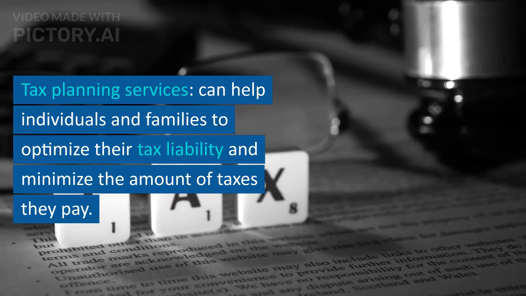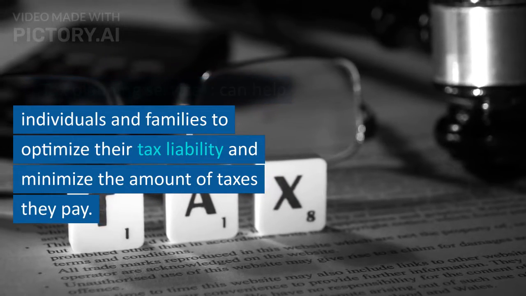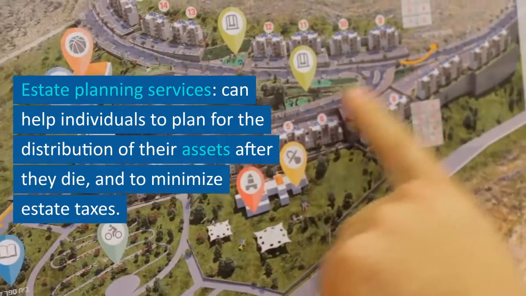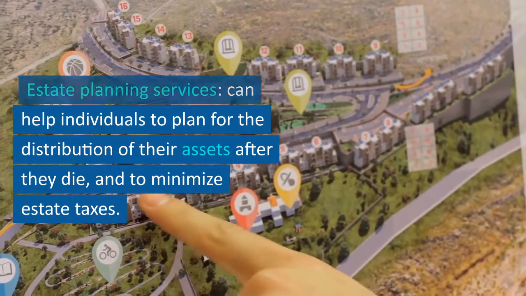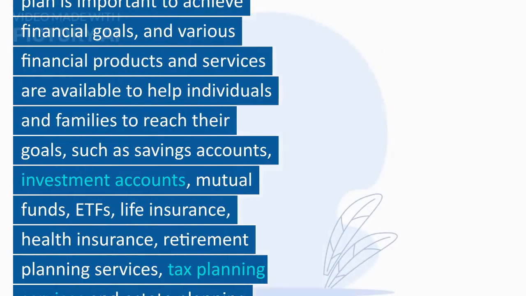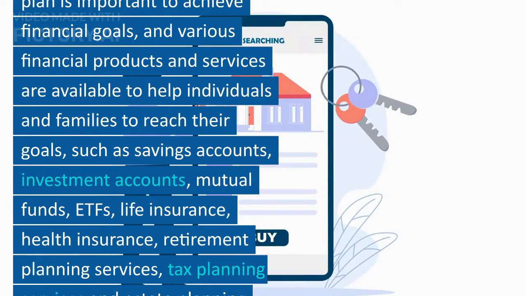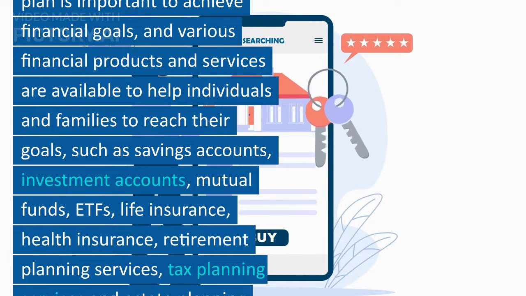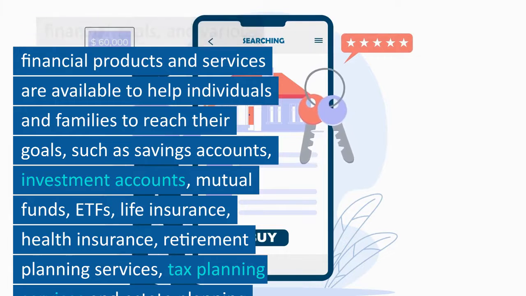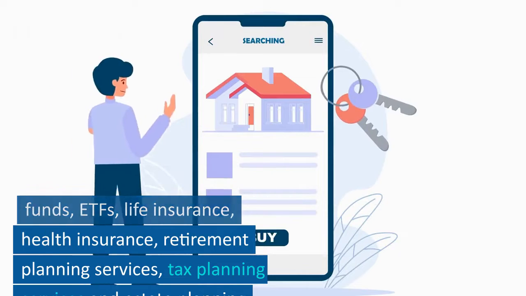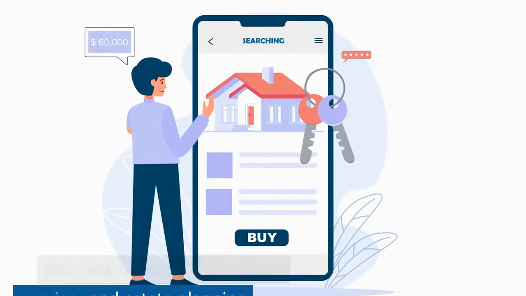Tax planning services can help individuals and families to optimize their tax liability and minimize the amount of taxes they pay. Estate planning services can help individuals to plan for the distribution of their assets after they die, and to minimize estate taxes. In conclusion, having a financial plan is important to achieve financial goals, and various financial products and services are available to help individuals and families to reach their goals, such as savings accounts, investment accounts, mutual funds, ETFs, life insurance, health insurance, retirement planning services, tax planning services, and estate planning services.